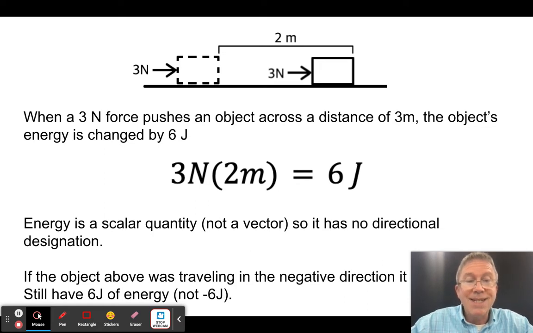So the object just gained 6 joules of energy as a result of that push I gave it. Now, energy is a scalar quantity. It doesn't have a directional component. If I'd push this the opposite way, I wouldn't say it now has negative 6 joules of energy. It just has 6 joules of energy of motion, what we're going to call kinetic energy. Now, I can take away energy. I can do negative 6 joules of work, if you will, and take away 6 joules. But the negative or positive descriptor does not apply to a direction, just whether it's gaining or losing energy in this case.